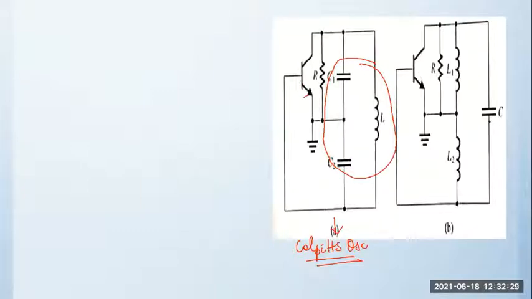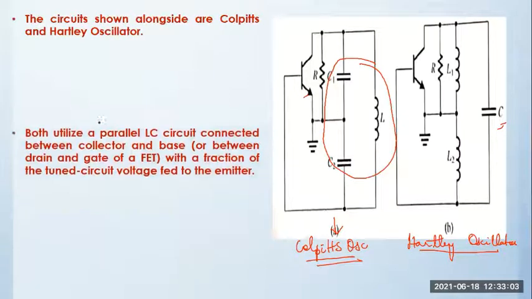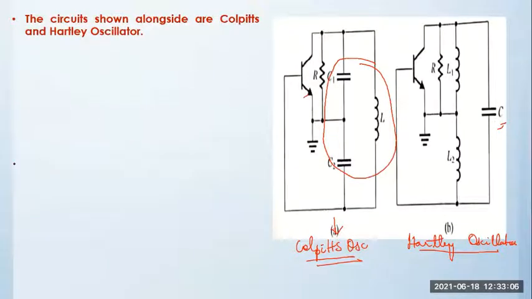The next oscillator is a Hartley oscillator, which uses a pair of inductors in series in parallel with the capacitor. So this Hartley oscillator will use a pair of inductors in parallel with the capacitor C, as you can see, just the opposite of Colpitts. So these are the two best examples of LC oscillators. The two most commonly used LC oscillators are as shown.